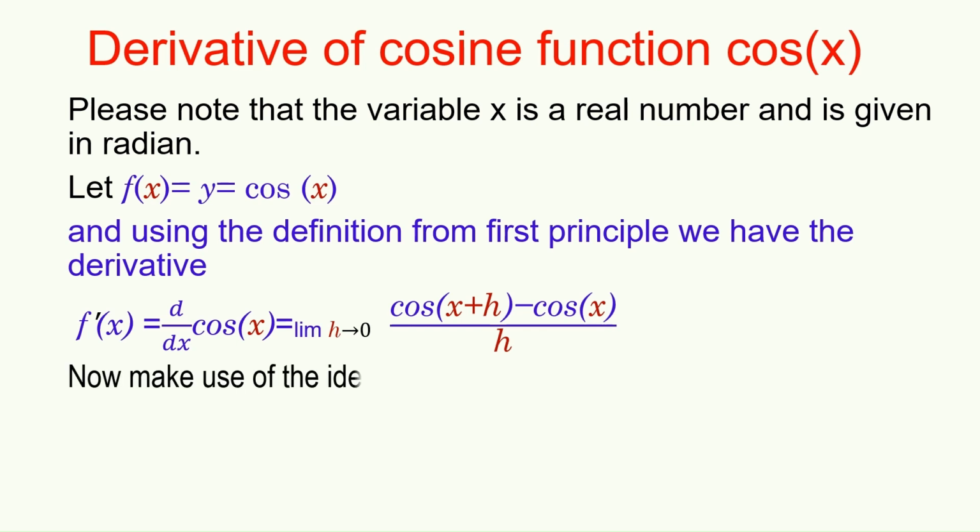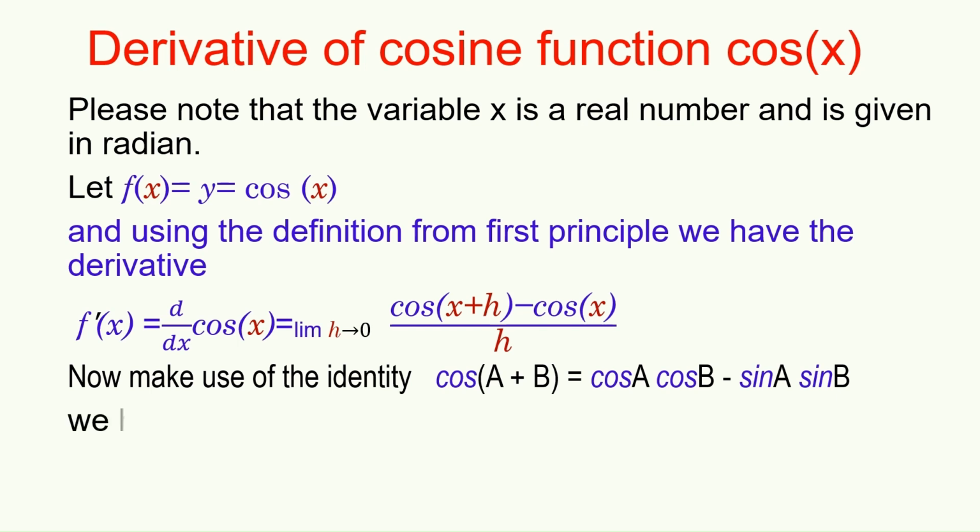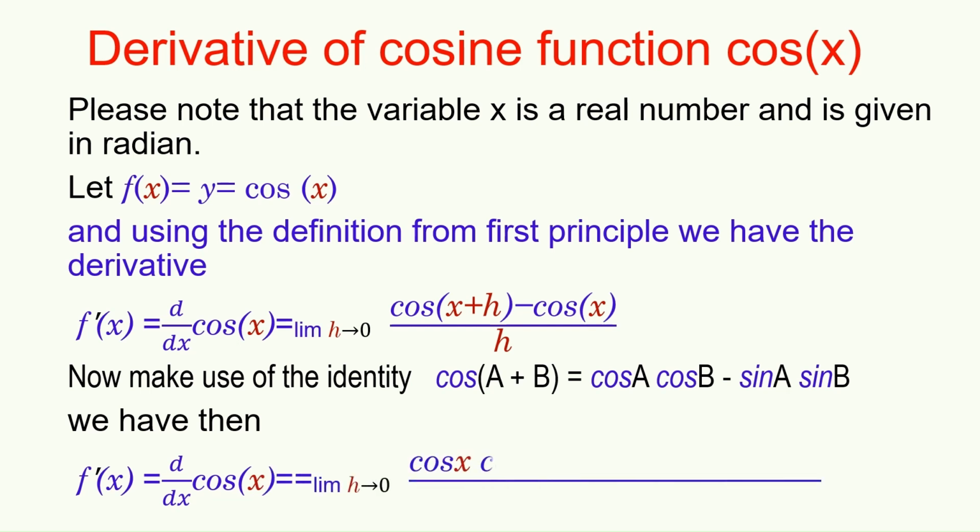Now make use of the identity: cosine of a plus b equals cosine of a times cosine of b minus sine of a times sine of b. We have then f dashed x equals d/dx cosine of x equals the limit as h tends to 0 of (cosine of x cosine of h minus sine of x sine of h minus cosine of x) divided by h.